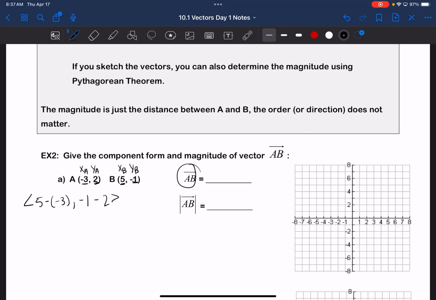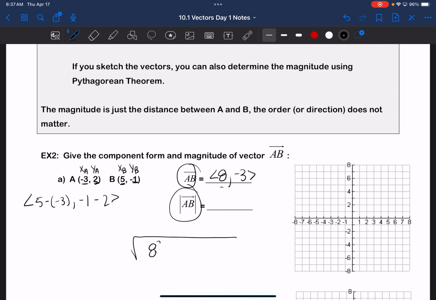So what is 5 minus -3? 8, good. And -1 minus 2? -3, very good. So that would be our vector, right? Because the direction matters here. It does matter that we have the 3 being negative and the 8 being positive. When it has those lines around it, that means find the magnitude or the distance, okay? Well, that distance formula that they put up there for us was under the square root, and it said it should be x sub b minus x sub a. Well, we already did that, and we got 8, right?